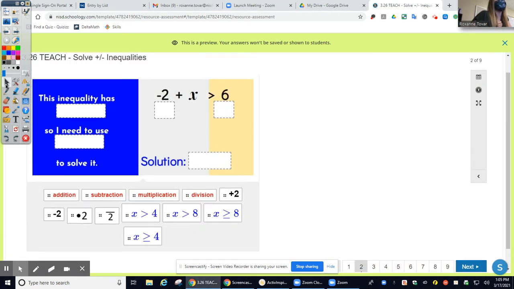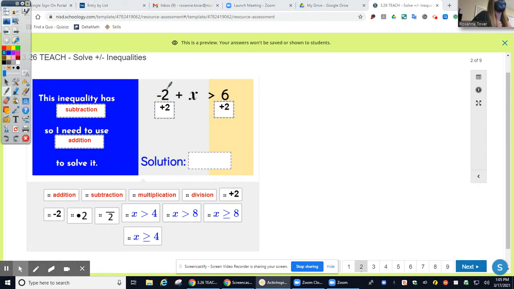So let's go ahead and look at this. If the inequality has subtraction, right? Because we have minus 2 plus x is greater than 6. So here we actually have a negative 2. So the only way to get rid of a negative 2, because we have subtraction, is you have to use addition. So you have to add 2 to both sides, right? What we see is subtraction, so how we're going to solve is addition.